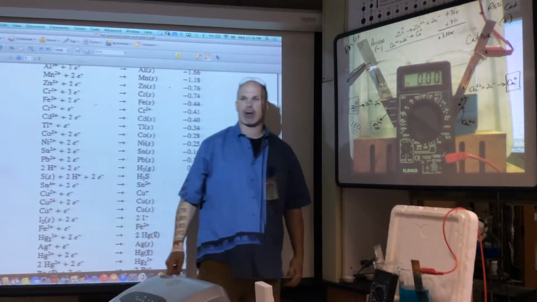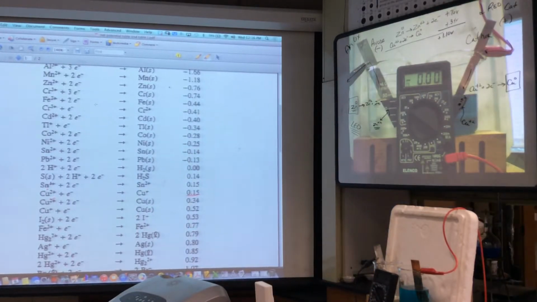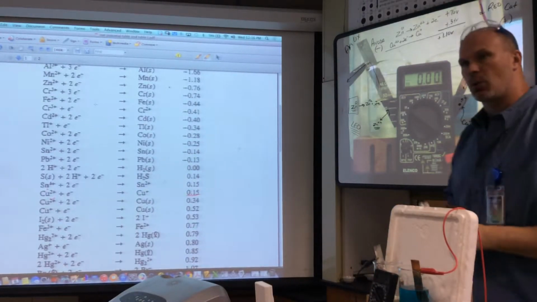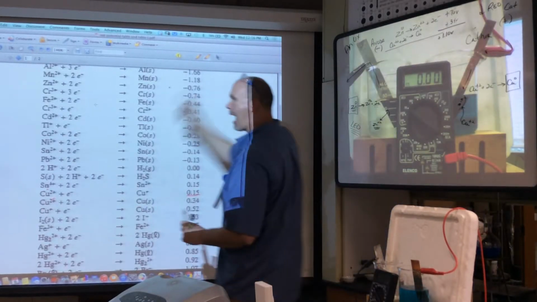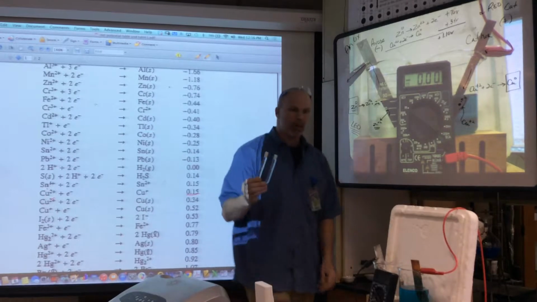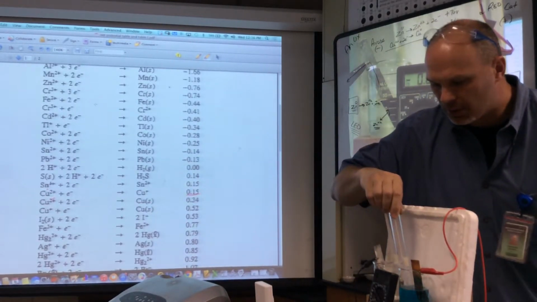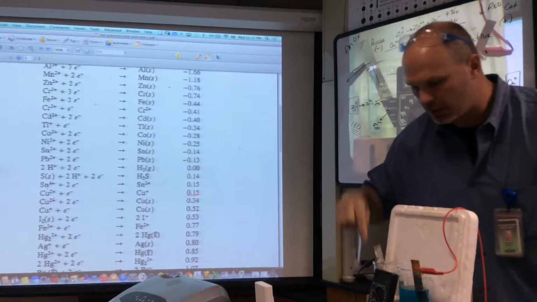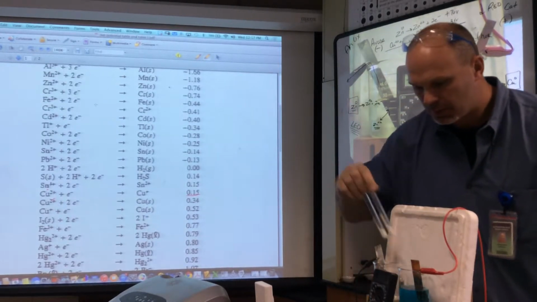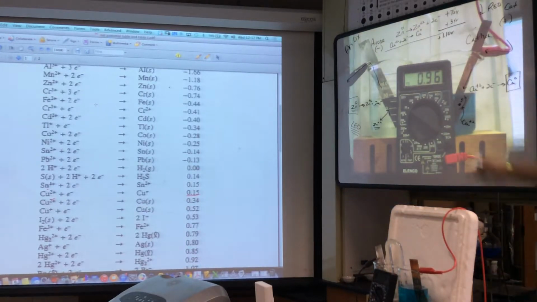But why isn't my battery working right now? What am I missing? You're missing a salt bridge. Okay, so without a salt bridge, no matter what elements I put in my battery, it's not going to work. So once I put in the salt bridge, now I'm going to have some voltage. Maybe, if these are just a little bit closer. So now I have a voltage.